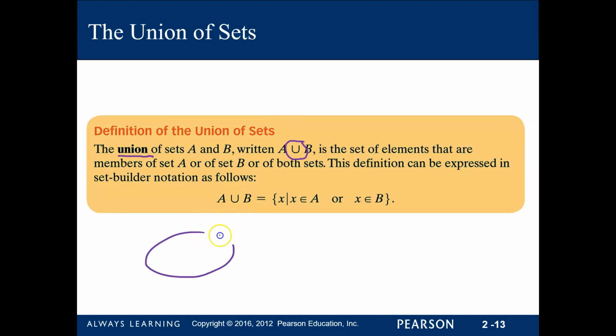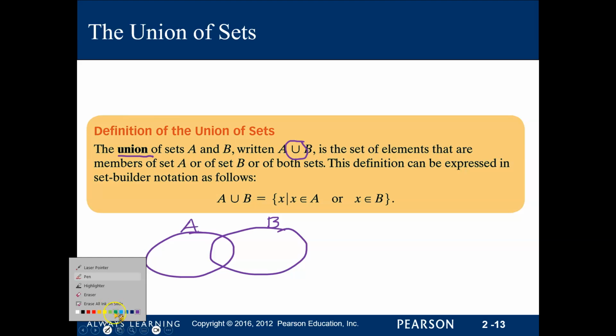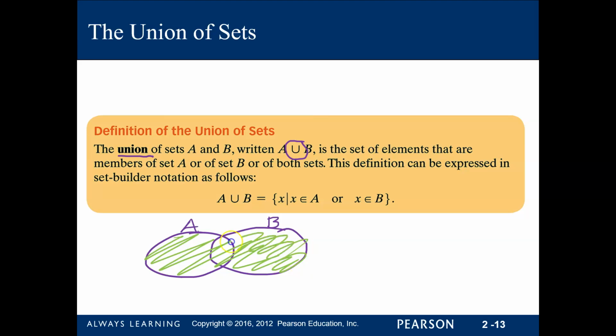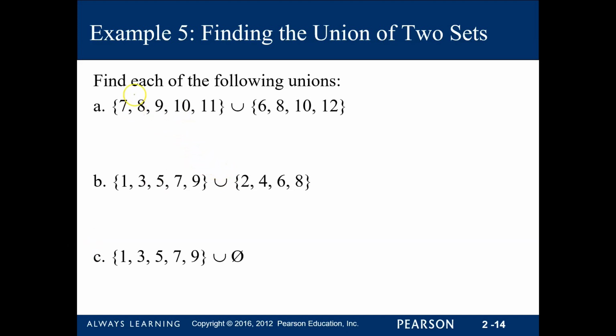So if you're going to represent it, let's say this is set A and this is set B. When we talk about the union, it's going to be everything inside this circle, everything there. All of this inside these two circles, that is your union. So let's take a look here. Again, a similar example, but this time we have the union symbol. We simply combine all the elements together.